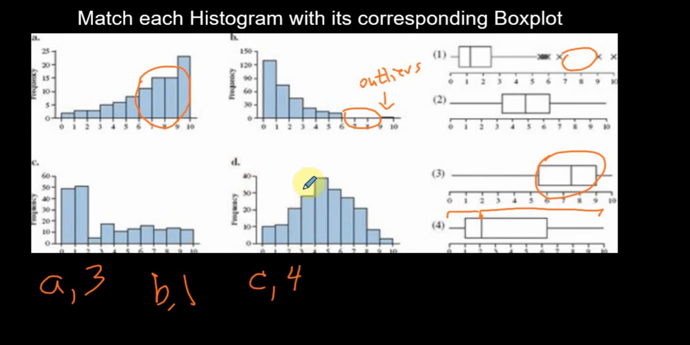And then D is the easiest one. Looks pretty symmetric, centered around 4, 5, 6. Here we go. The majority of your data centered around 4, 5, 6. The tails stretch pretty evenly. So D matches with 2.